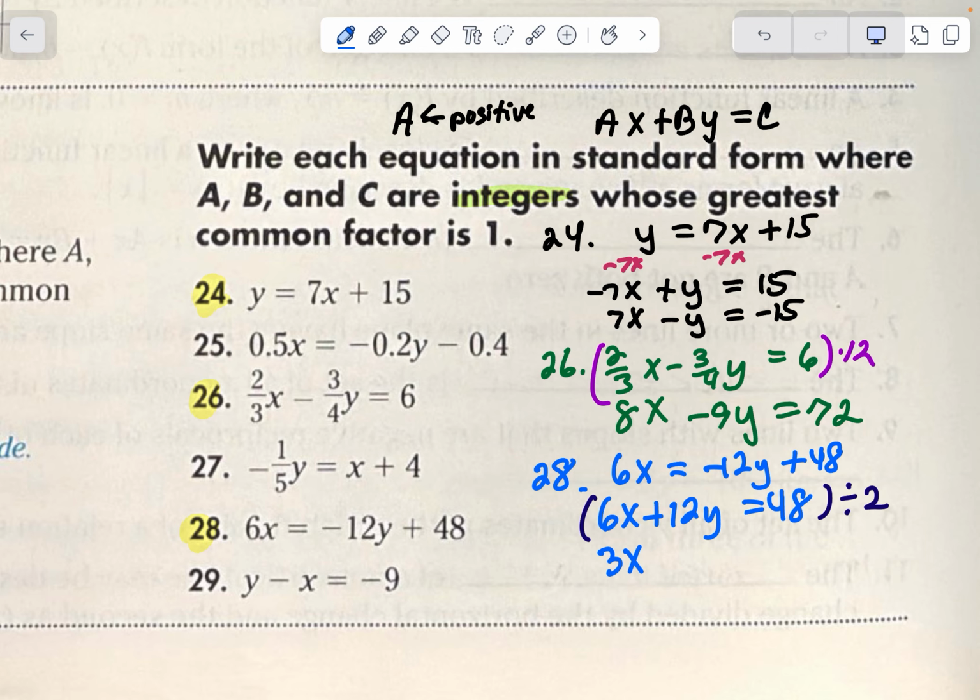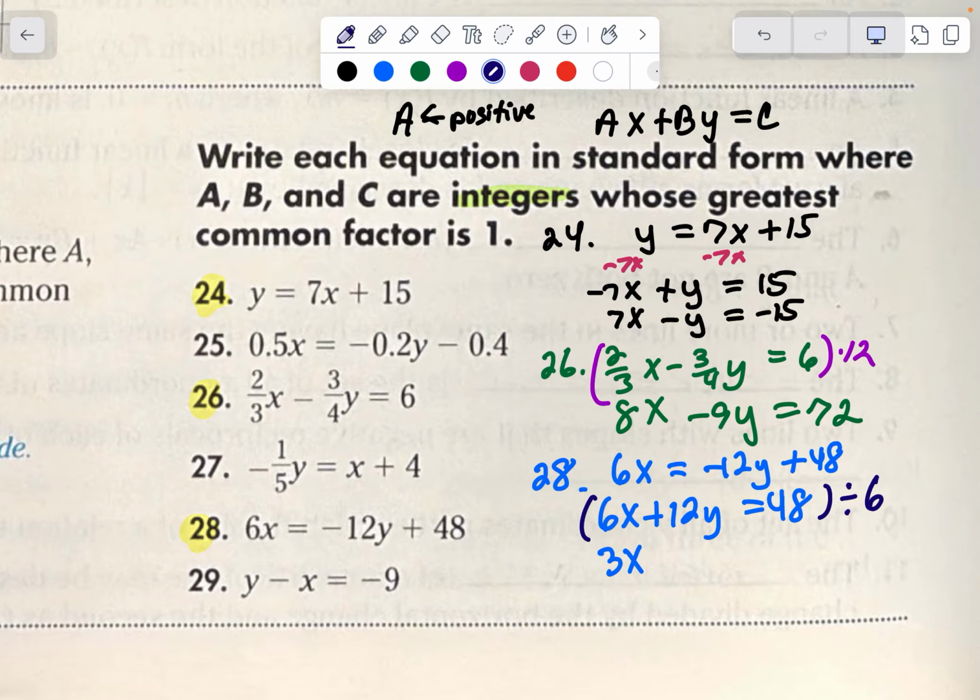Thank you so much for helping me with that. Let's instead do it in one step instead of the million I was going to do. Thank you. Let's divide by 6. Okay, so we get 1x plus 2y equals 8. And now if you check, there's nothing that divides evenly into 1 and 2 and 8. So that would be in the correct form.